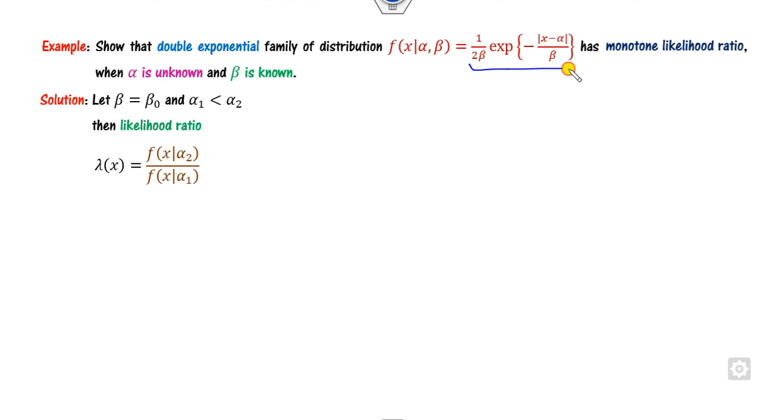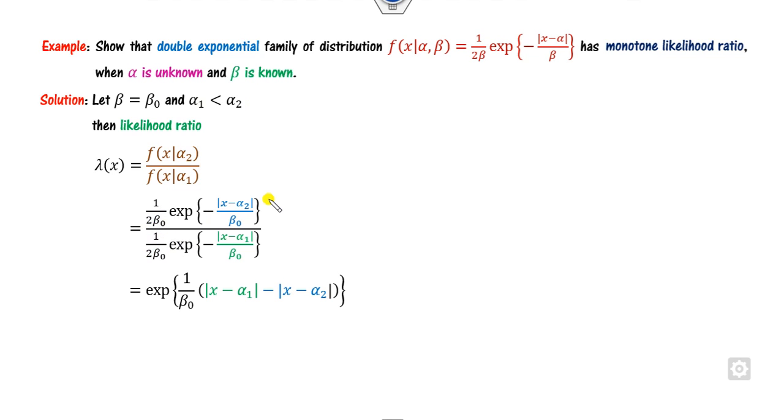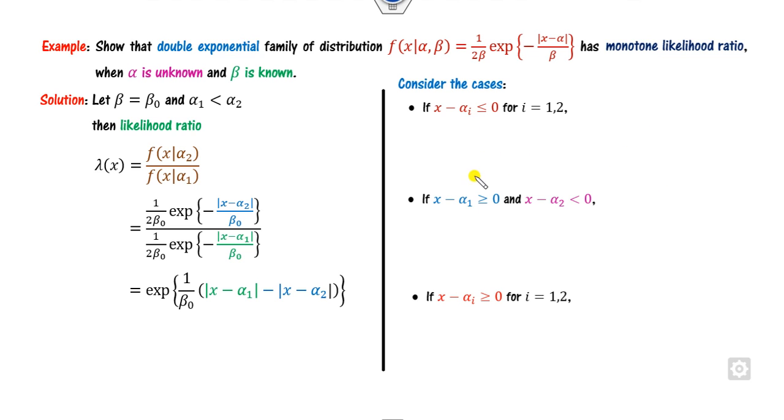So this is my here. So beta is beta naught. I can substitute here. We will get this. This will be cancelled out. I can take this part in the numerator. We will get here. Now, because of this modulus sign, there are two cases. It will be plus or it will be minus depending upon the values of this x, whether x is greater than alpha 1 or x is less than alpha 1. So we will discuss the three cases.